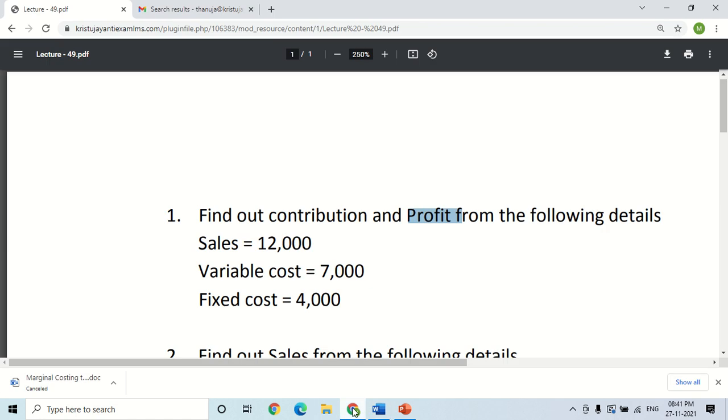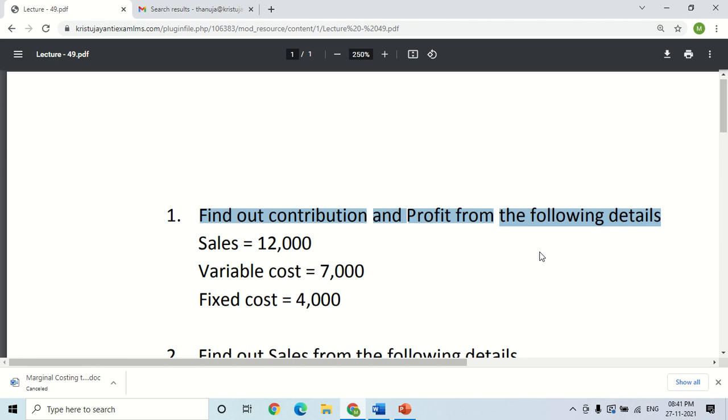Today we are going to learn the calculation of contribution under marginal costing. Okay, so we have a question related to that. Look at the question. Find out the contribution and profit from the following details. Basically, marginal costing includes many equations which will help you find the value of contribution, profit, BP, fixed cost, all those things.